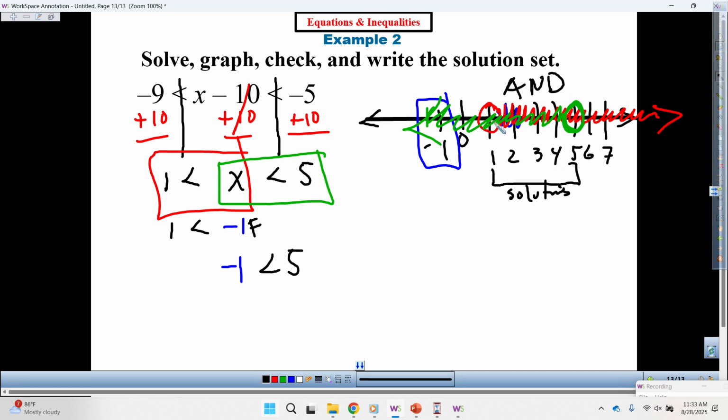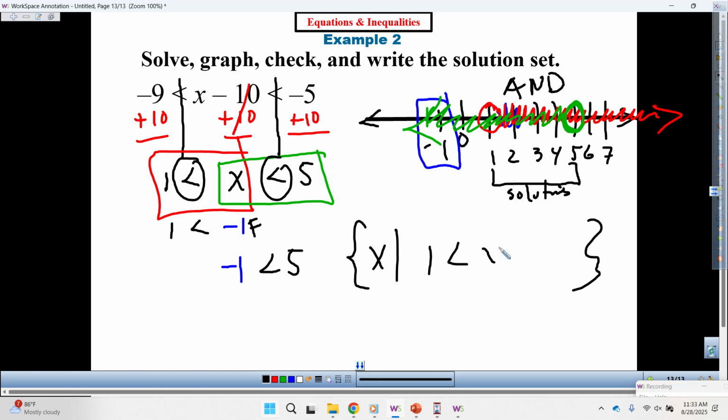Because the points are open. If they're open, that means it doesn't include the 1 and it doesn't include the 5. That is correct. And because this inequality right here and this one do not have an equal sign. All right? Solution set of x such that, and our solution is 1 less than x less than 5.